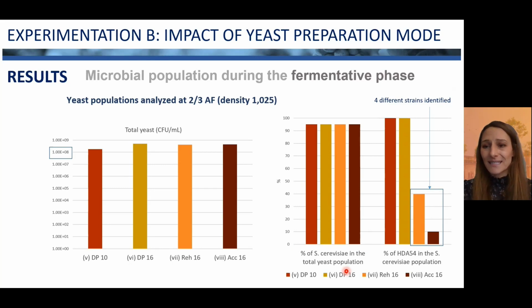And when we look into the detail of the strains, we can see that here we can see some difference. In the case of the direct pitch, so these first two bars, we see a very high and good implantation of 100% of the HDA 54 in the total Saccharomyces cerevisiae population. In the second scenario, where we had rehydration and acclimatization, we can see that this drops to 40% and 10%. And in this case, we identified 4 different Saccharomyces cerevisiae strains.